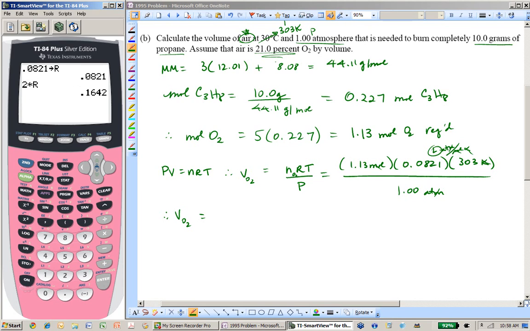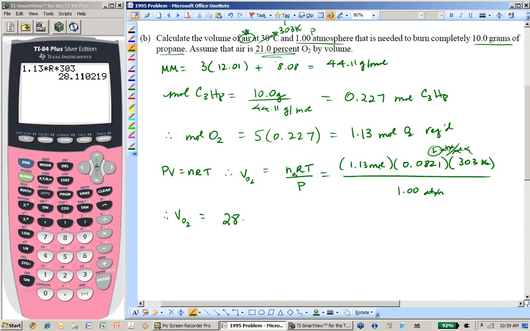So indeed that looks like twice 0.0821, doesn't it? So I'm convinced it's working. So now here's how I use it in action. I go 1.13 times alpha R times 303, and I could beat you in this race. So I come out with 28.1 liters of oxygen. Therefore, the volume of air is equal to that 28.1 liters of oxygen divided by the fact that it's 0.21% oxygen.